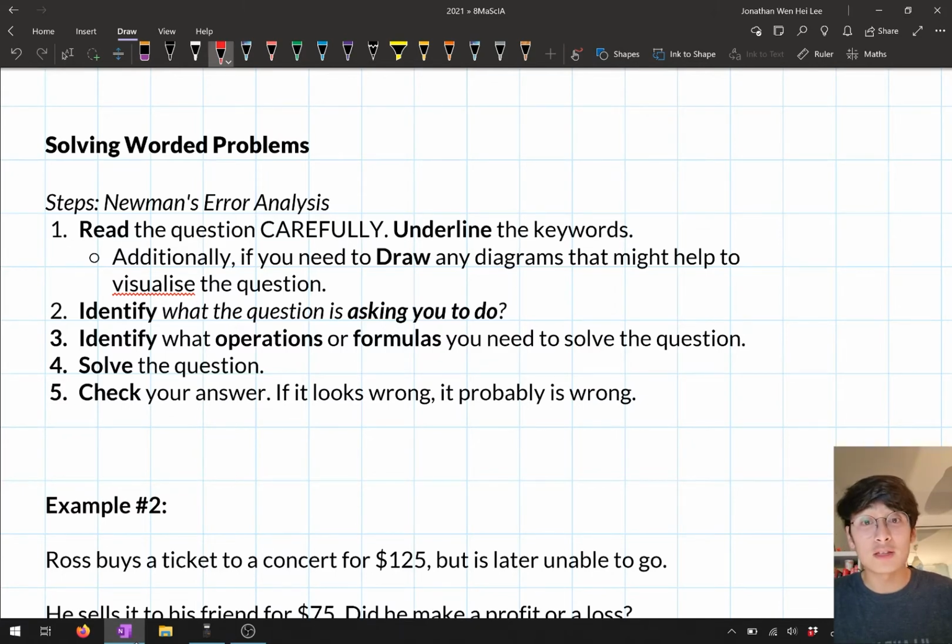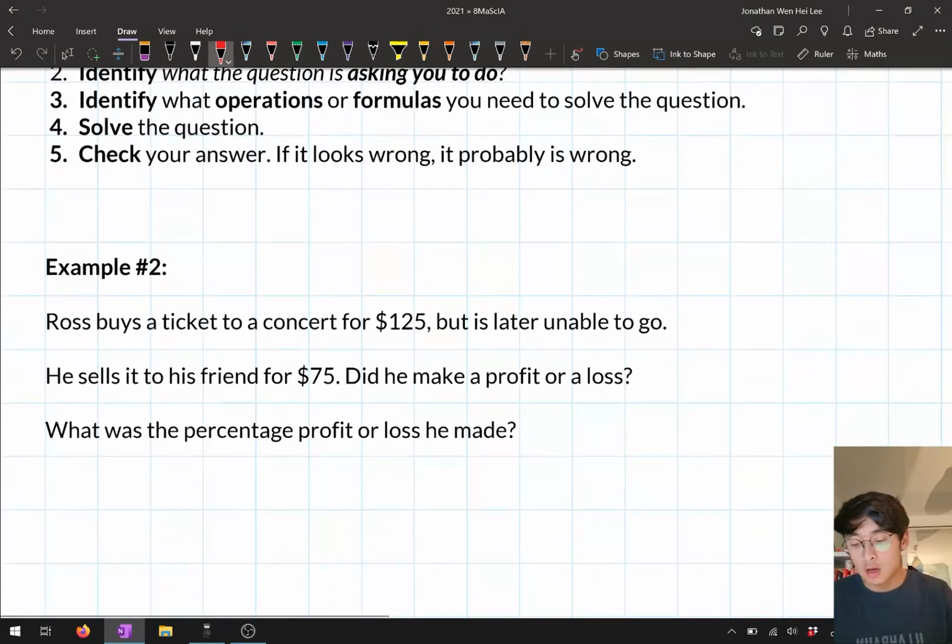Then the third step is to figure out what operations and formulas we are going to use. For these questions, we're going to need to use a percentage change. So we need to subtract, and we also need to multiply. And we also need to subtract and divide, because we're using a fraction, and then we're also going to need to multiply. Then the next step is we're going to need to solve the question, and then the final bit is just check your answer. If it looks wrong, it probably is wrong. So let's apply Newman's error analysis in the following question. So let's have a look.